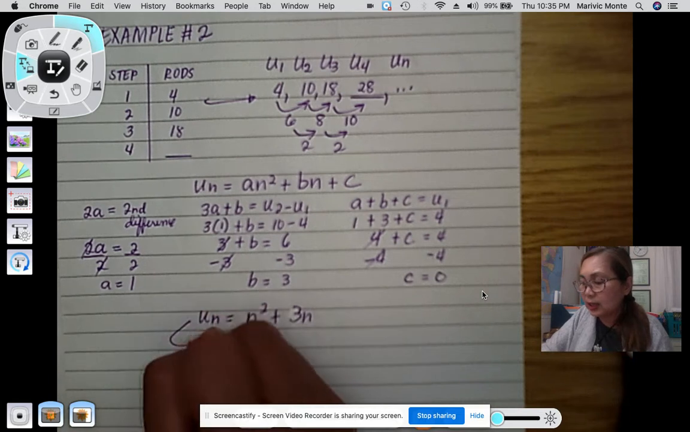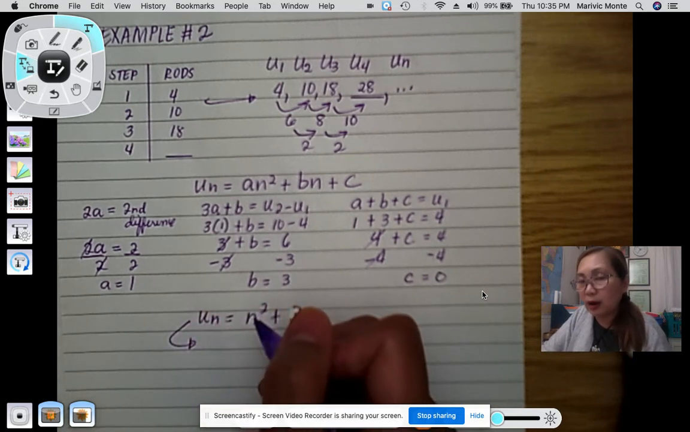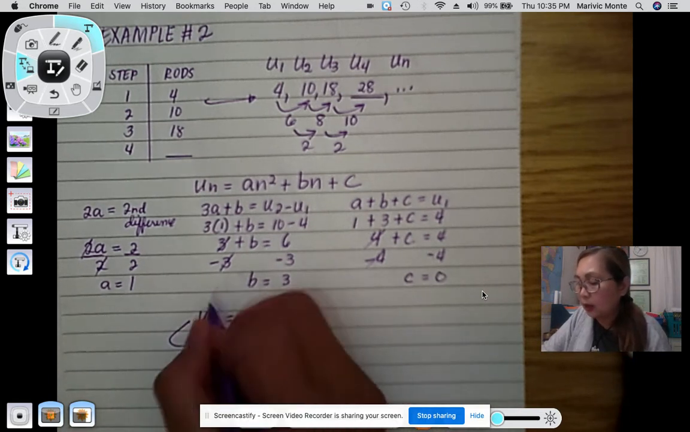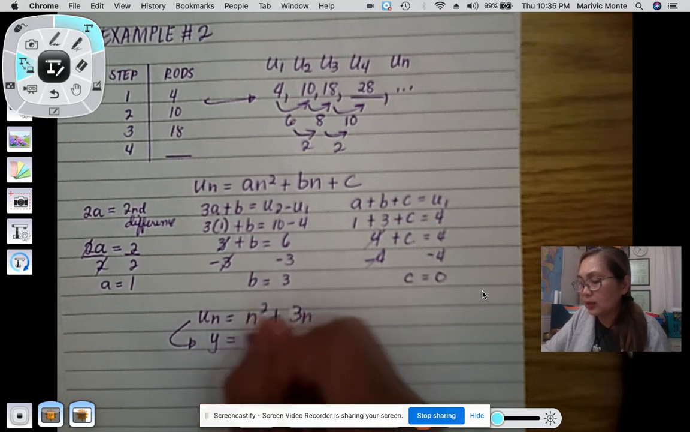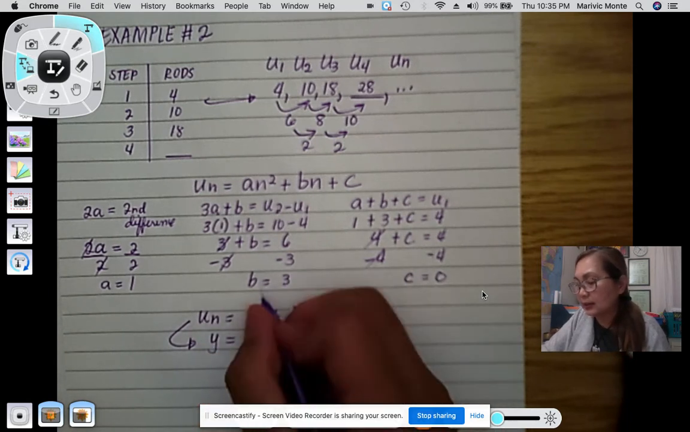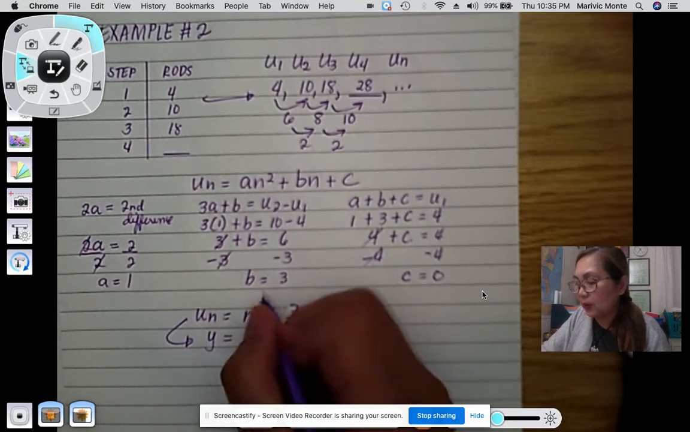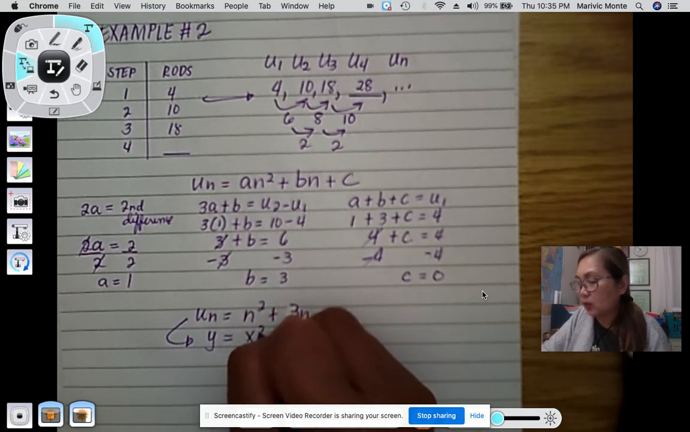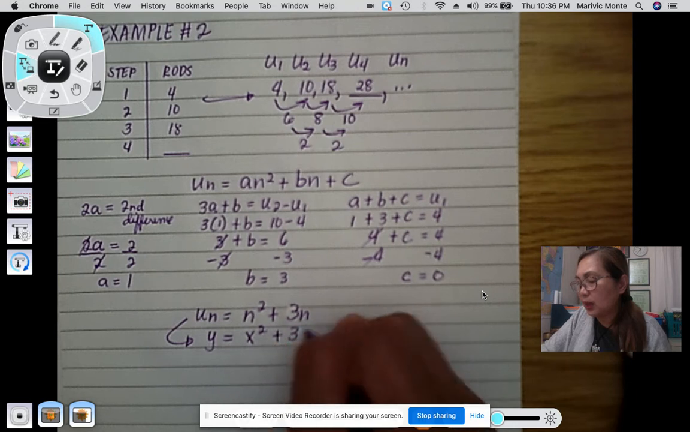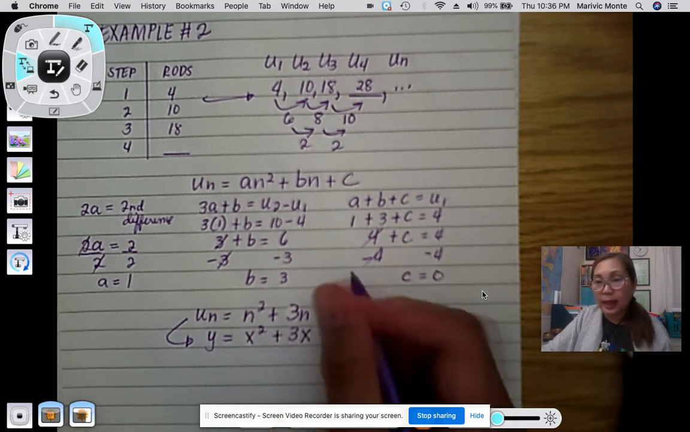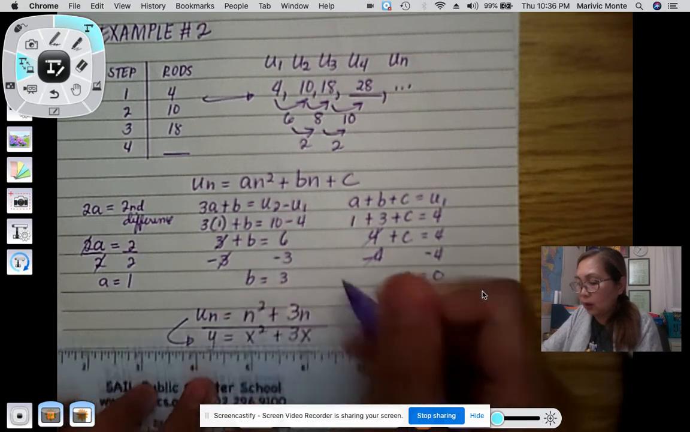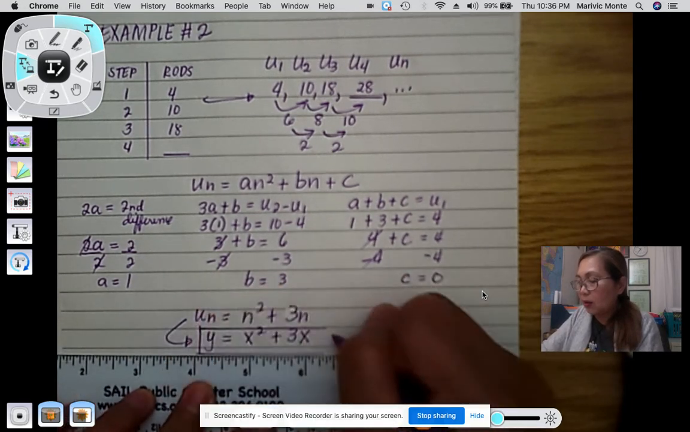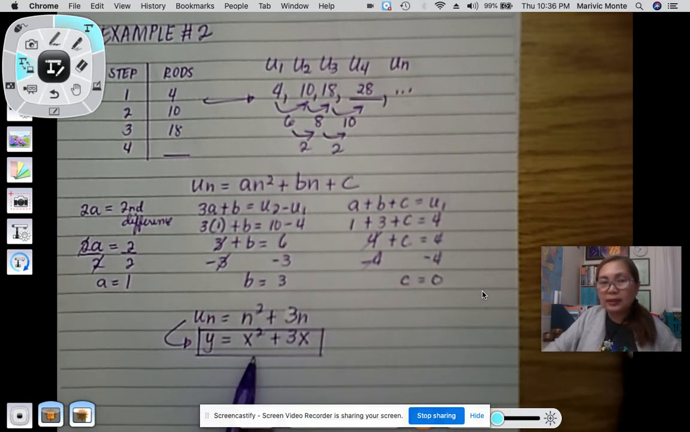And changing this into the form we are most familiar with, we're going to use y for u of n, changing the n's to x's. So n becomes x here, x squared plus 3, and this also becomes an x. And we end up with the form that we are looking for, which is y equals x squared plus 3x.